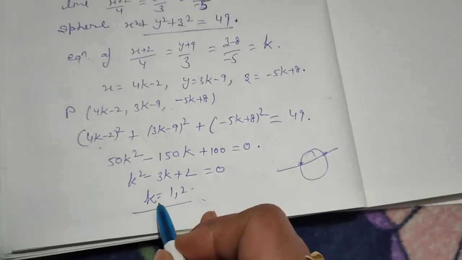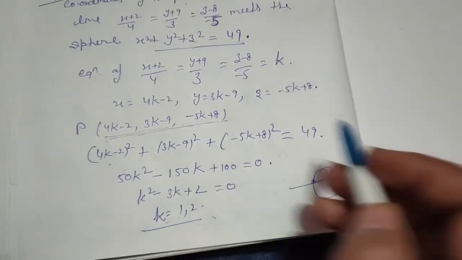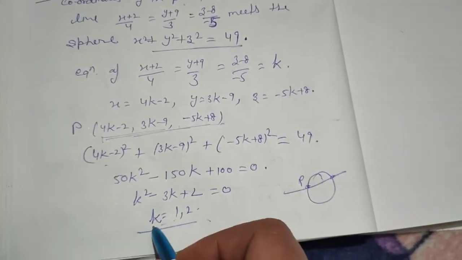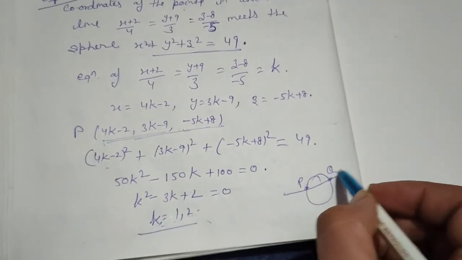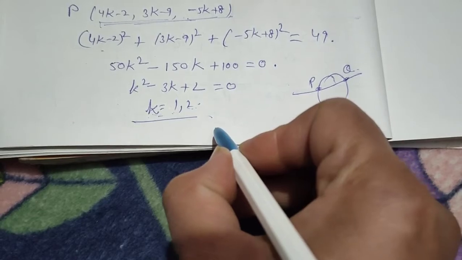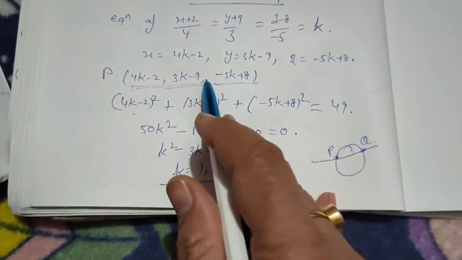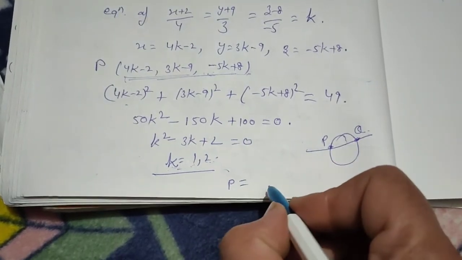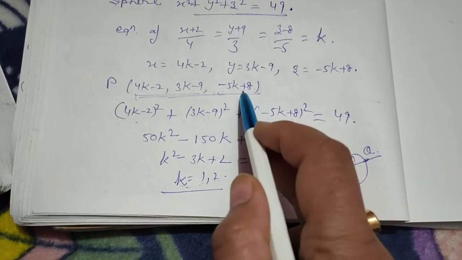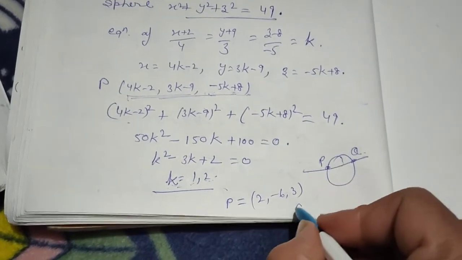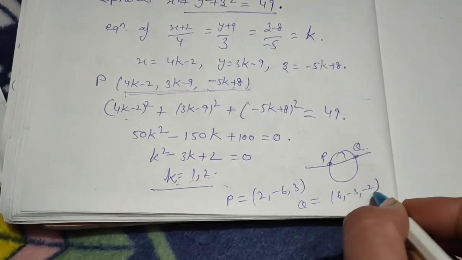When we put the value k = 1 in this point, we find the point P, and when we put k = 2 in this point, we find the point Q. So the point P, when k = 1, is (2, -6, 3). When k = 2, Q is (6, -3, -2).